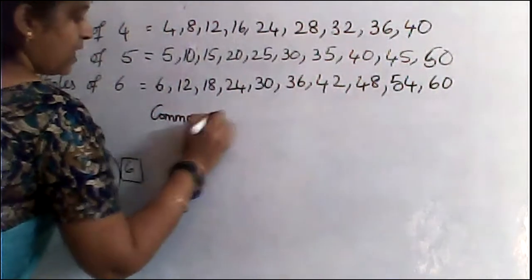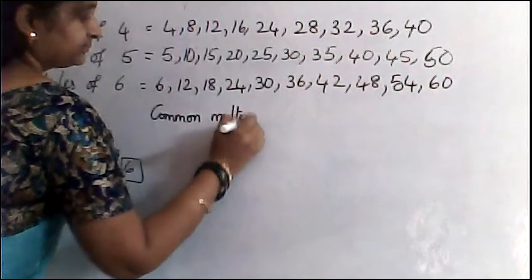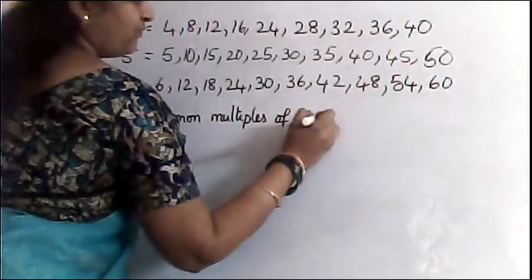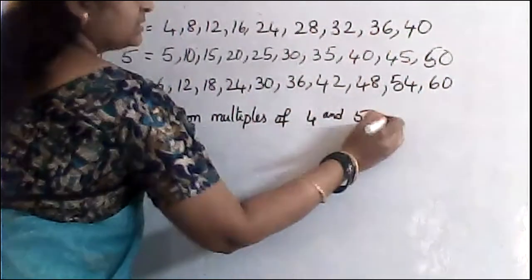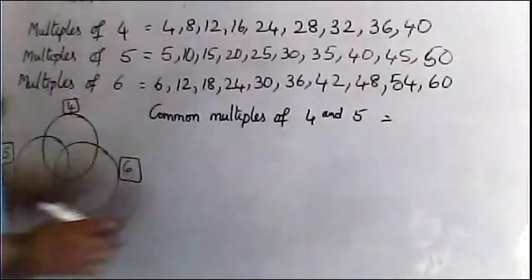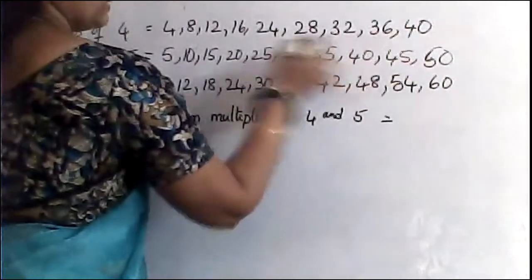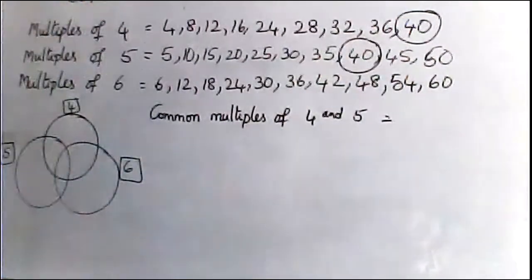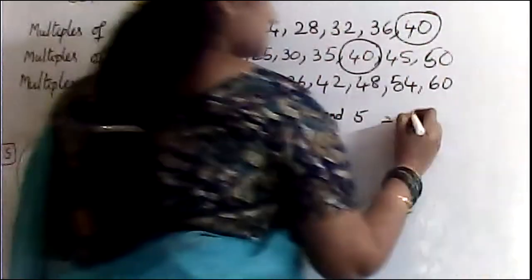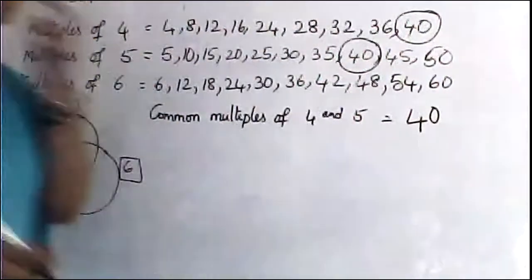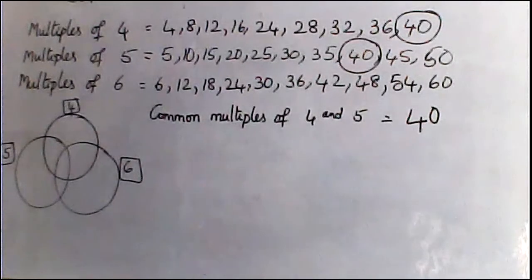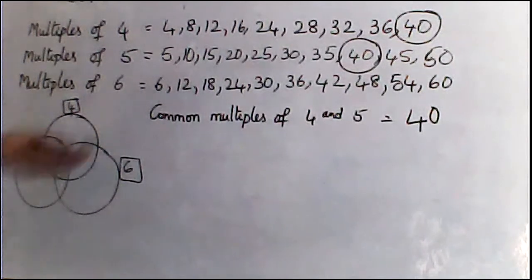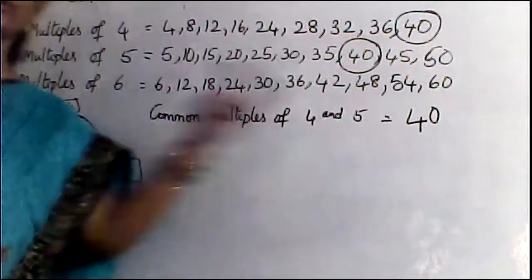Find common multiples of 4 and 5. So what are the common multiples in 4 and 5? Only one is there, 40. Okay. Ma'am, 30. 30, where will you get it in the 4 table? No, ma'am, in the 6 table. I'm just asking common multiples of 4 and 5.